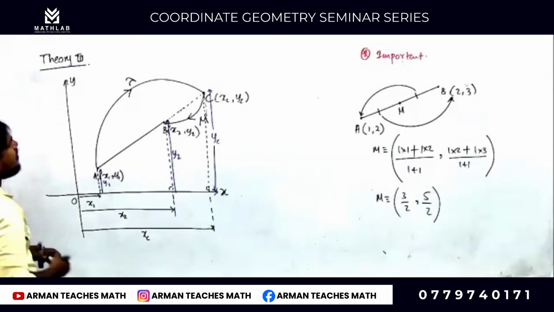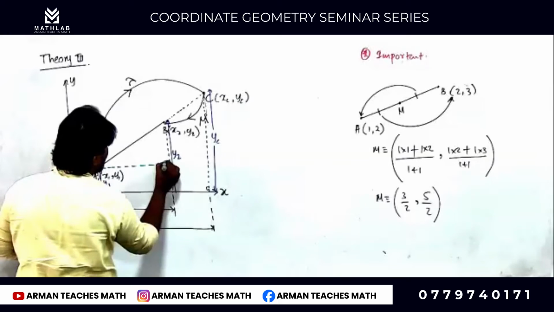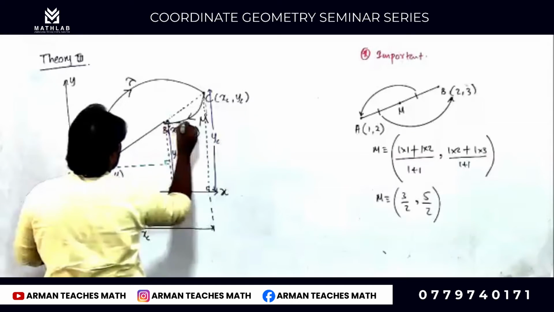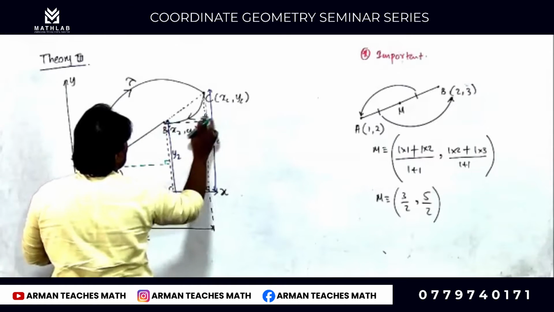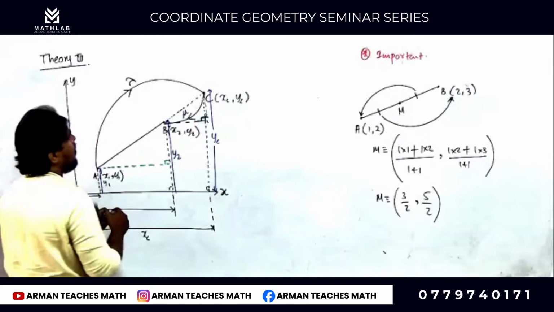Now same as the previous one, let's draw perpendicular straight line segments. From here, I draw a perpendicular straight line segment here. From this one, I draw a perpendicular straight line segment here. I'll write mu here. Right.